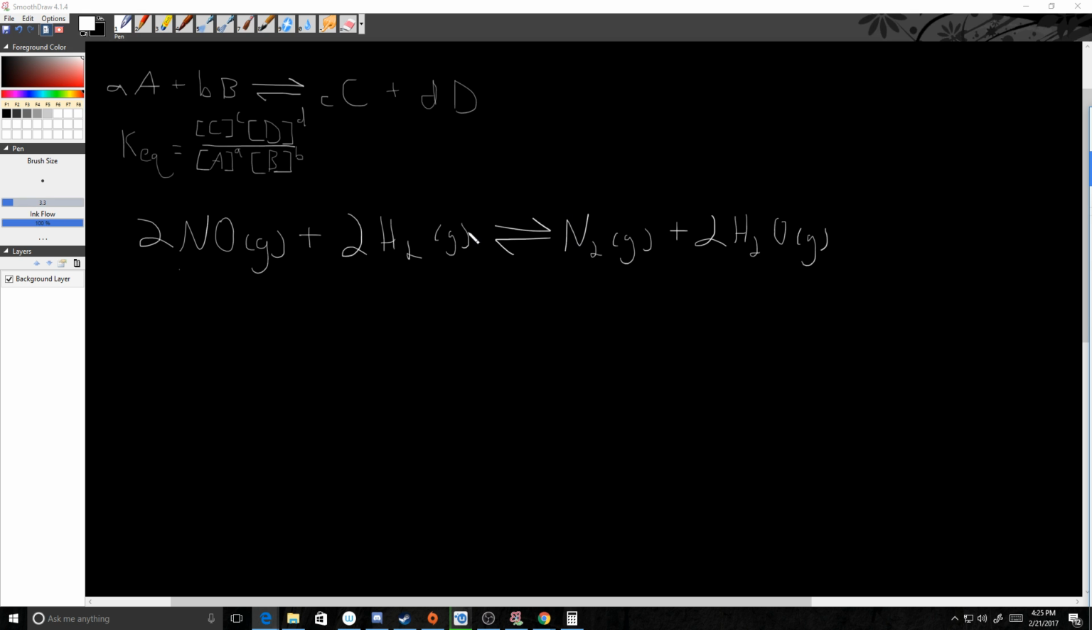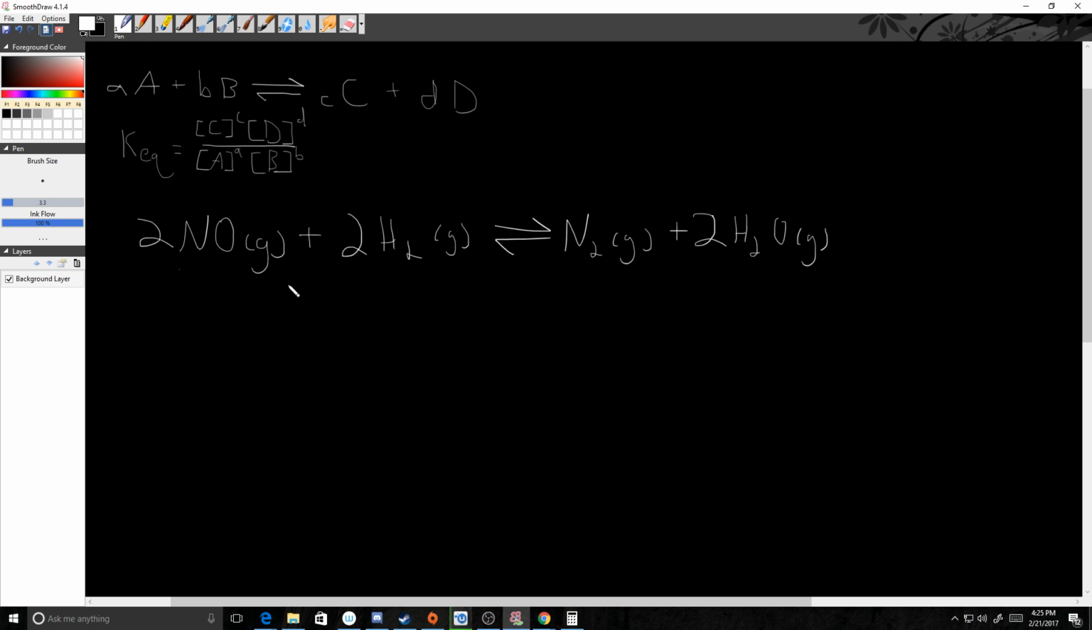It's a reversible reaction. We're going to consider the products to be nitrogen gas, N2, which is a gas, and 2 molecules of H2O. In this case, we're looking at steam or water vapor.